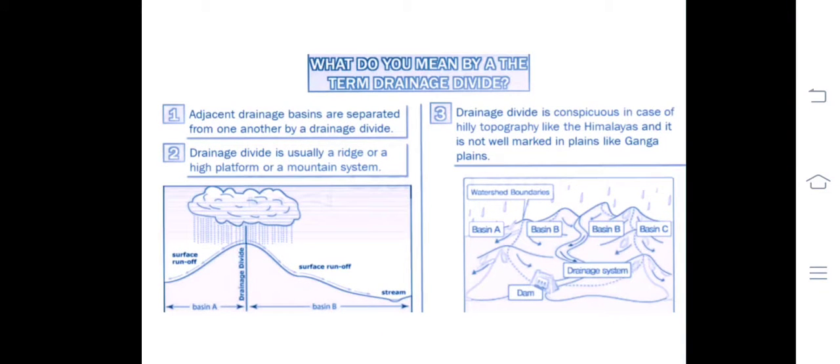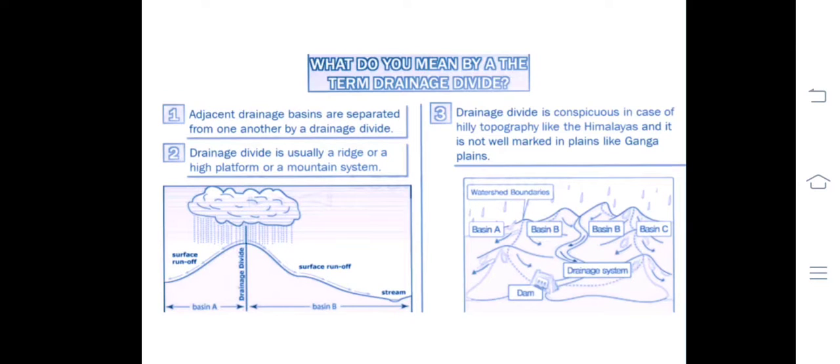What do you mean by the term drainage divide? Yes, I told you. Adjacent drainage basins are separated from one another by a drainage divide or watershed. Yes, you can say watershed, same thing. Adjacent drainage basins means nearby drainage basins are separated from one another. Yes, we have the Indus drainage basin and the Gangetic basin. Due to the upland, due to the rise of the land from the mean sea level, it creates a divide, and our Indus will flow in that direction, and the river Ganga will flow in the east direction. So adjacent drainage basins are separated from one another by a drainage divide. The drainage divide is usually a ridge or a high platform or a mountain system that is responsible for creating river systems in two directions and forming two different river systems.